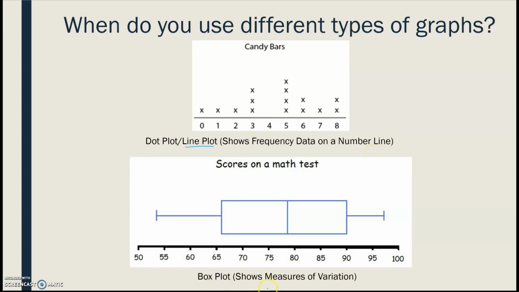And then a box plot shows measure of variation. So that means we don't know how many people exactly were at 65 or close to it, but we know that from this line to here, from here to here, that's a quarter of the data, so it's 25%. So it's just showing you variation with the data.